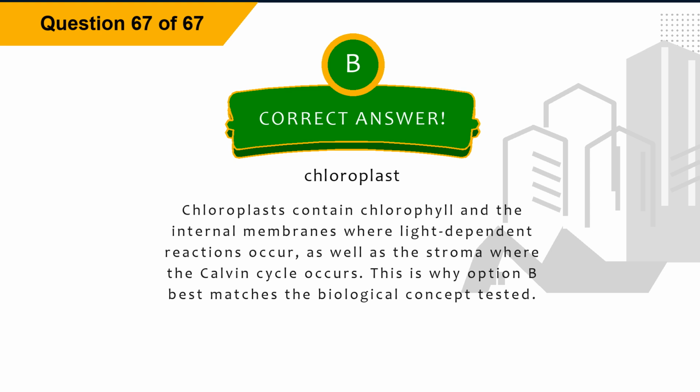Explanation: chloroplasts contain chlorophyll and the internal membranes where light-dependent reactions occur, as well as the stroma where the Calvin cycle occurs. This is why option B best matches the biological concept tested.